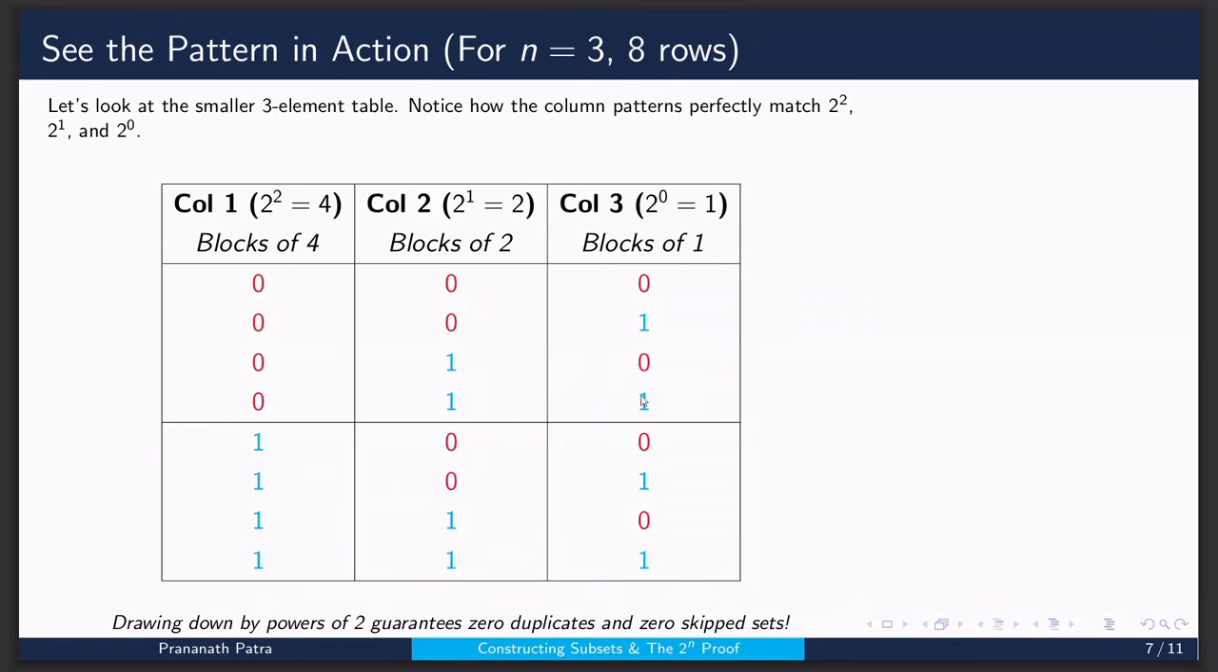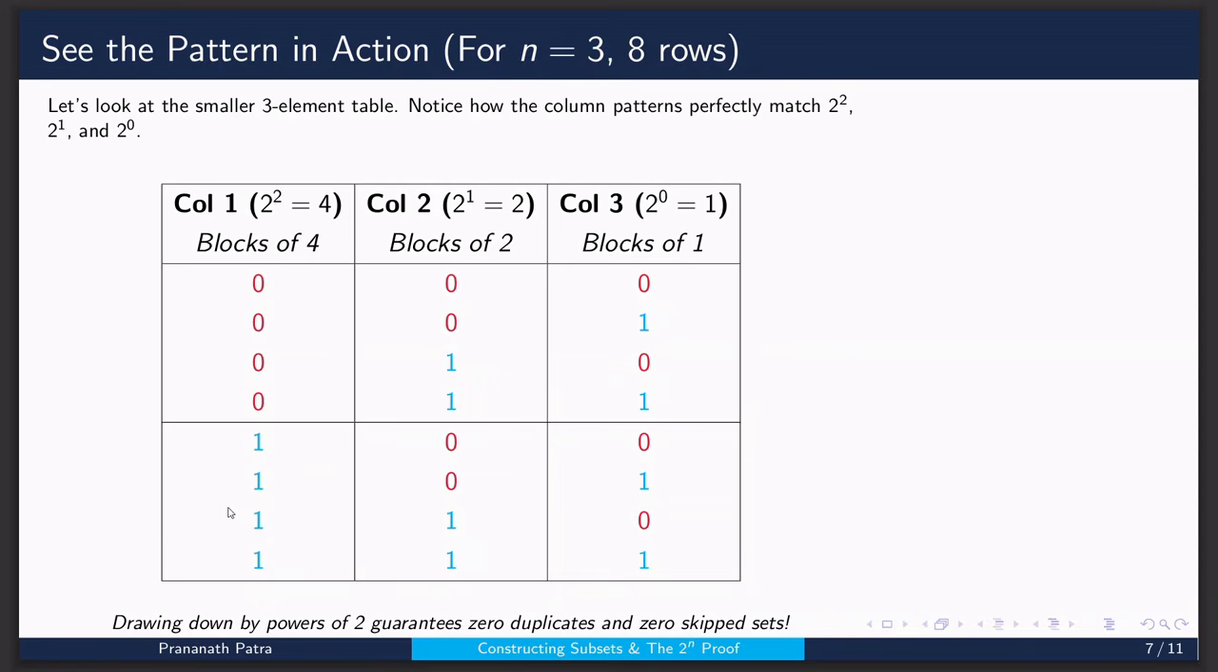Now let's see the pattern in action for n equals 3, which gives us 8 rows. Let's look at the smaller 3-element table. Notice how the column patterns perfectly match 2 to the 2, 2 to the 1, and 2 to the 0, giving us neat blocks of 4, blocks of 2, and blocks of 1. Drawing down by powers of 2 is a magic trick that guarantees 0 duplicates and 0 skipped sets.